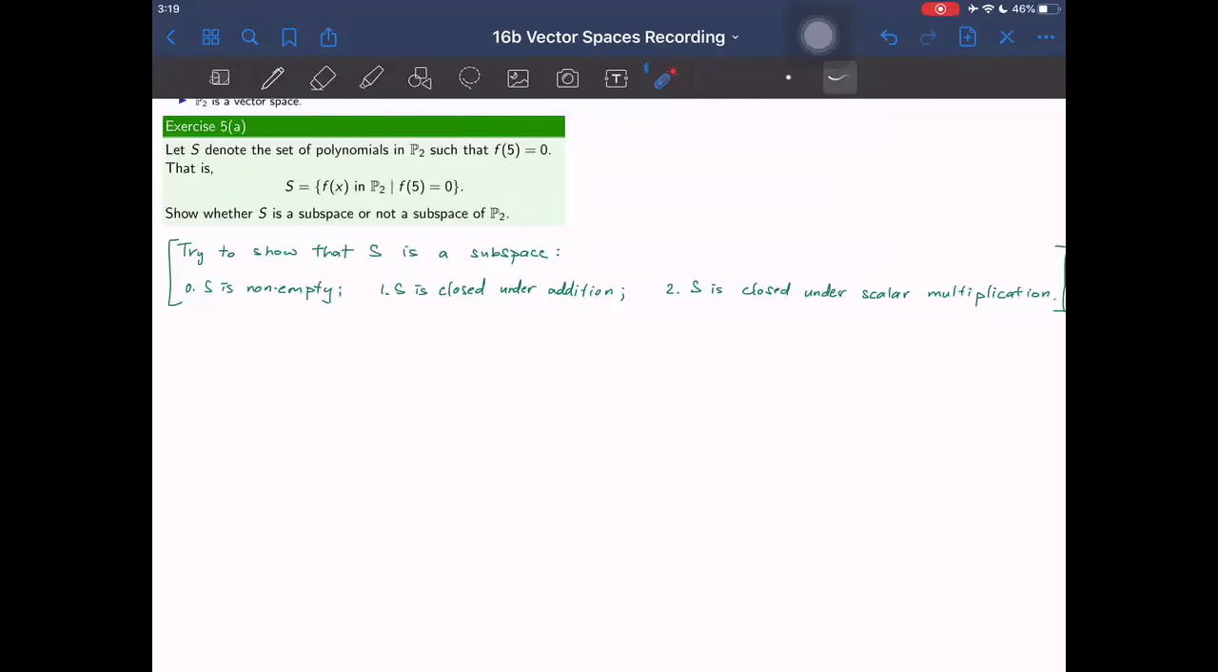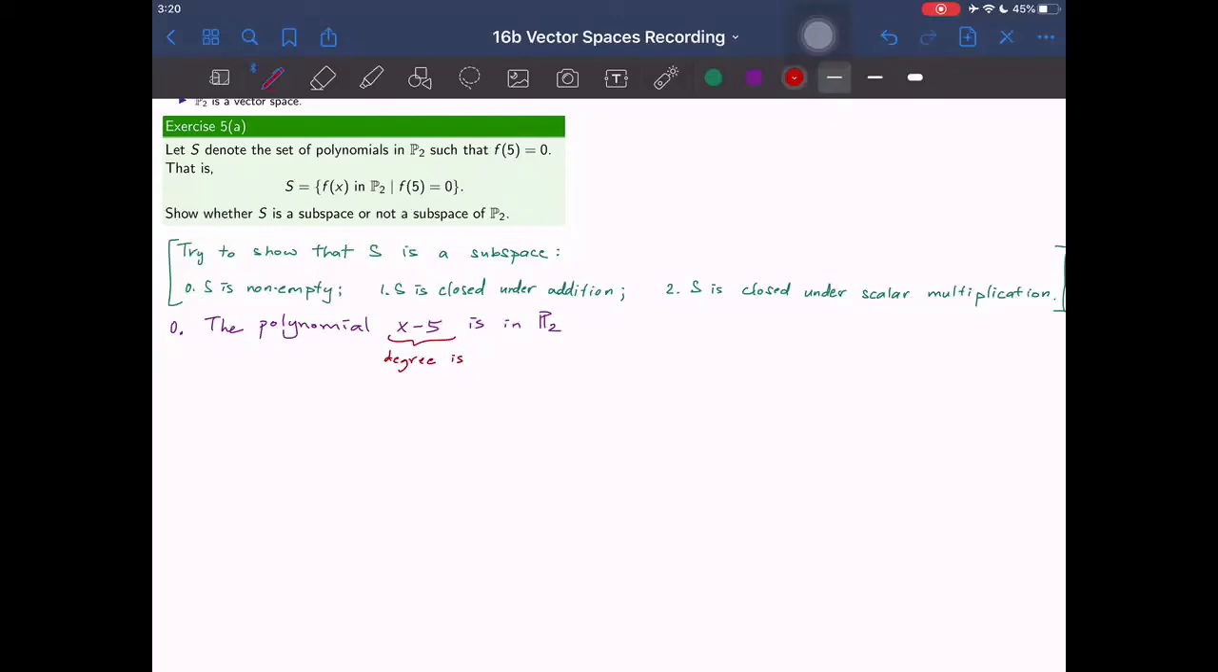First, I will try to show that S is a subspace by showing all these three properties. If one of them doesn't seem to work, then maybe S is not a subspace, and I will try to find a counterexample. To show that S is not empty, we just need to come up with one polynomial where if you plug in the number 5 into the polynomial, you get 0.